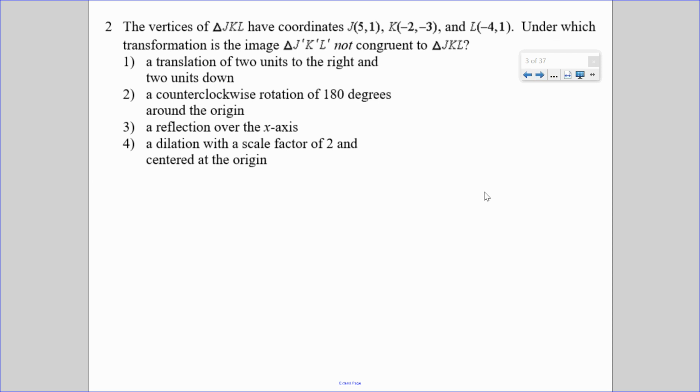The vertices of triangle JKL have coordinates whatever. Under which transformation is the image not congruent? The only type of transformation that does not produce a congruent image is the only one that's not a rigid motion, which is a dilation. I don't care what the dilation is, a dilation does not produce a congruent figure. Translations, rotations, reflections are all rigid motions. A rigid motion preserves distance and creates a congruent figure.